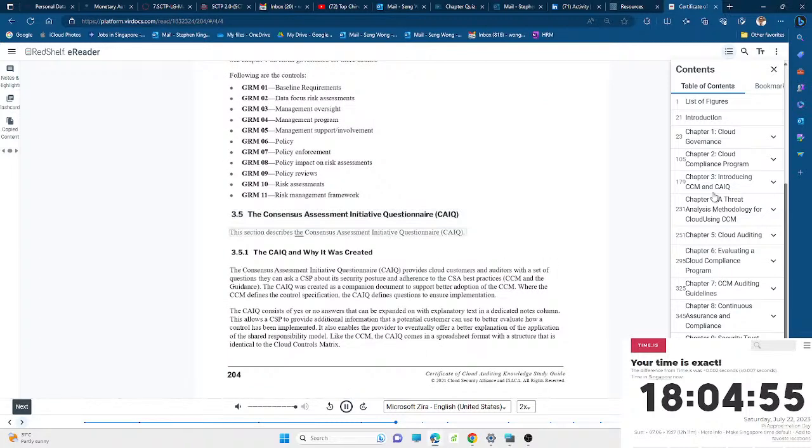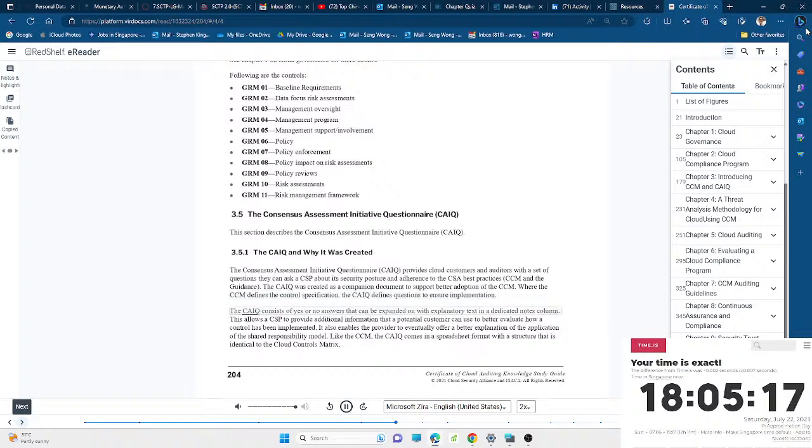3.5 The Consensus Assessment Initiative Questionnaire, CAIQ. This section describes the Consensus Assessment Initiative Questionnaire, CAIQ. 3.5.1 The CAIQ and why it was created. The CAIQ provides cloud customers and auditors with a set of questions they can ask a CSP about its security posture and adherence to the CSA best practices, CCM, and the guidance. The CAIQ was created as a companion document to support better adoption of the CCM. Where the CCM defines the control specification, the CAIQ defines questions to ensure implementation.